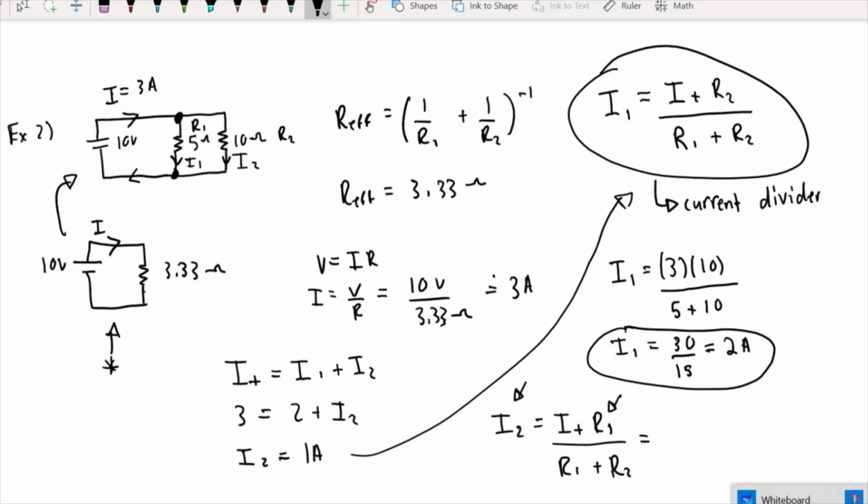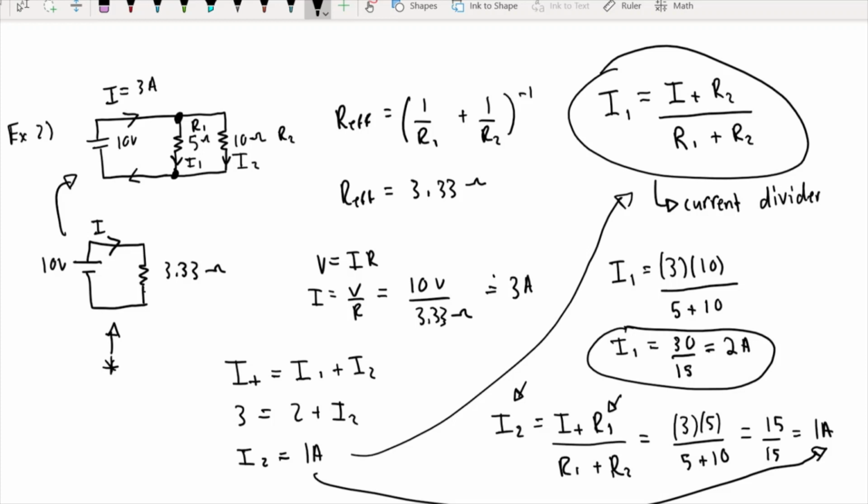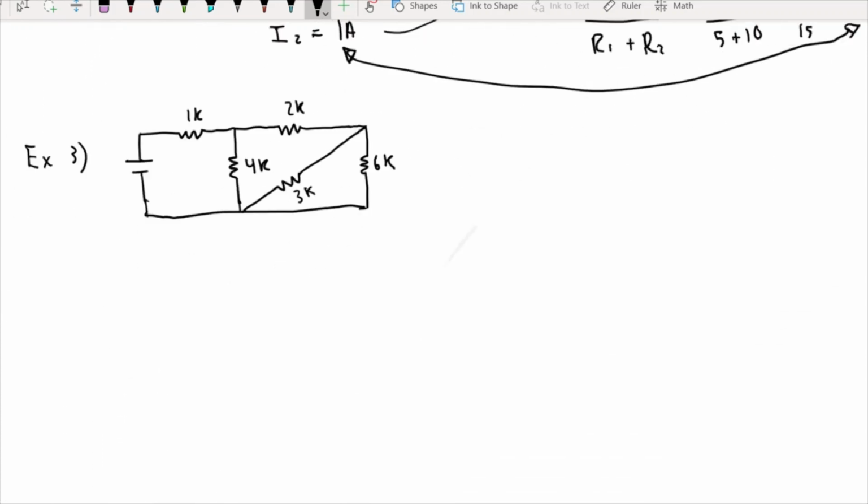So you're going to have 3 times 5 all over 5 plus 10, which is 15 over 15, which equals 1 amp. And that is the same answer we got over here when we just looked at the circuit and tried to solve it by looking at it. Now, let's move to a little bit more complex problem here.